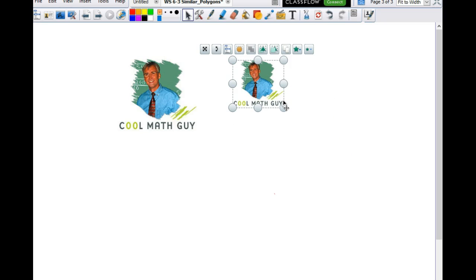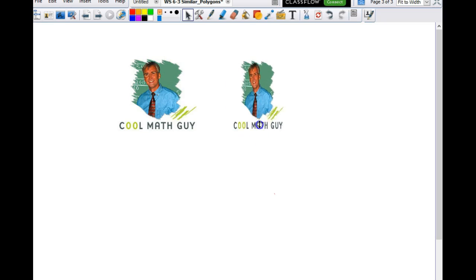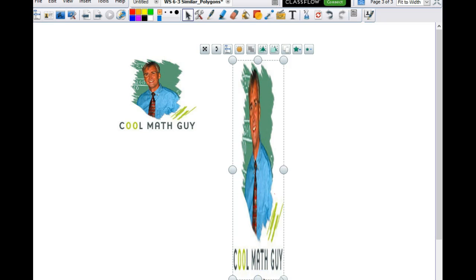But what if we do this? We change the shapes. Are these similar now? No. These aren't related to each other at all. It's different shapes, and different size. But it's a different shape.